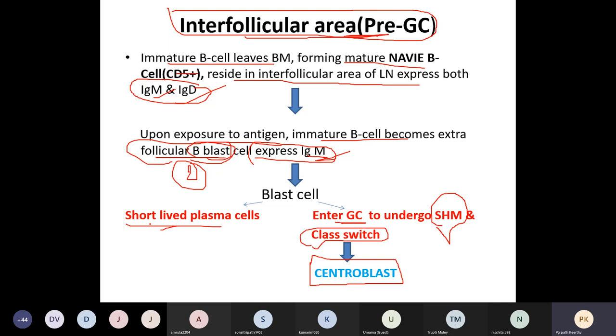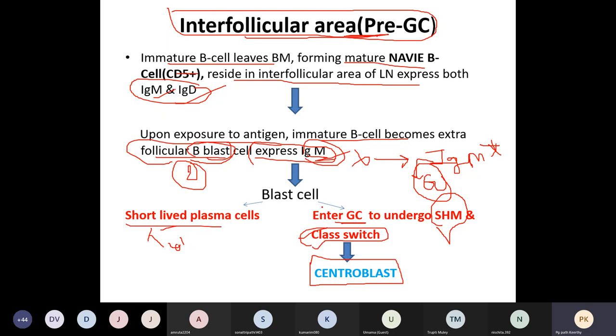Or, see, why do you need this class switching? Do you think IgM can provide us the entire immunity from a foreign body? No. First, we need IgM in the initial stages. For the long term, because the half-life of IgM is very less, you want a long-lived immune response. So we have to switch our immunoglobulin from IgM to what? IgG. IgG, which confers us long-term immunity, right? So that's why these blast cells have to undergo SHM and class switch.